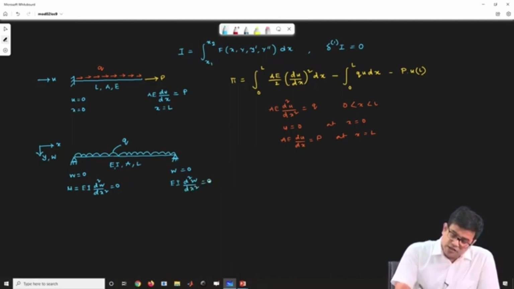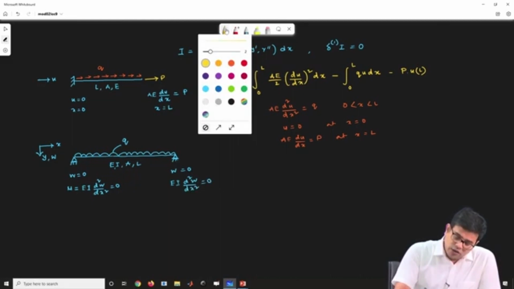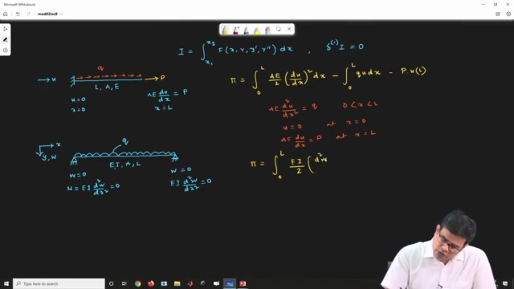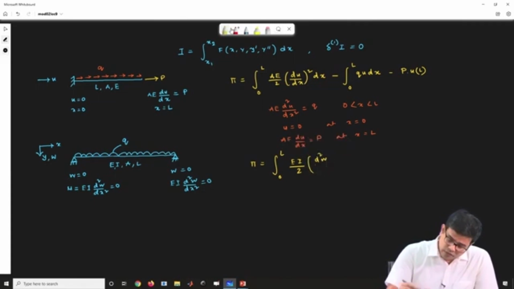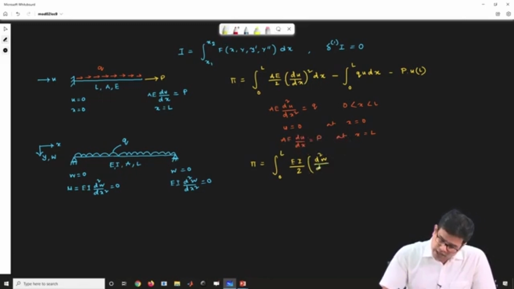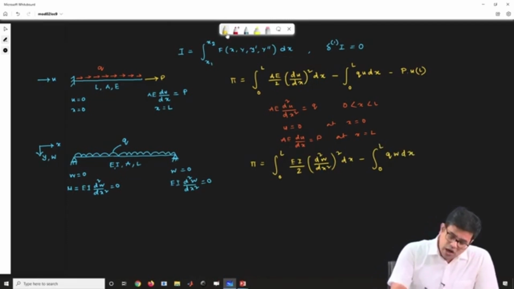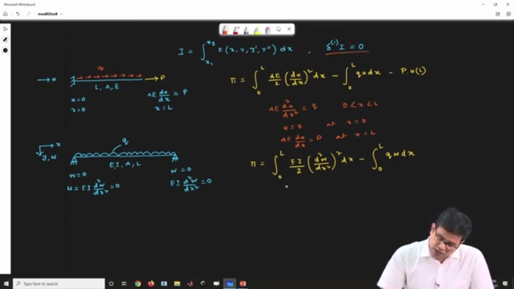So similar to the previous bar problem, we have found its potential energy. The potential energy is the integral from 0 to L of EI by 2 (d²W/dx²) whole square dx, minus the integral from 0 to L of QW dx. Now, similar to that variational statement, the minimization or extremization, if we do it, then we get the differential equation of that beam.